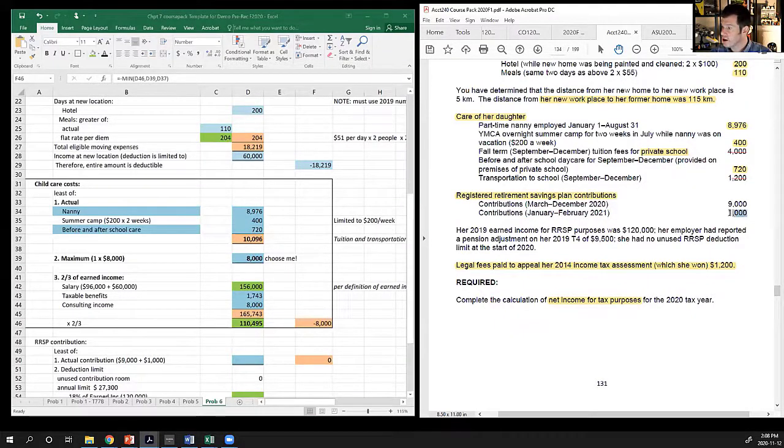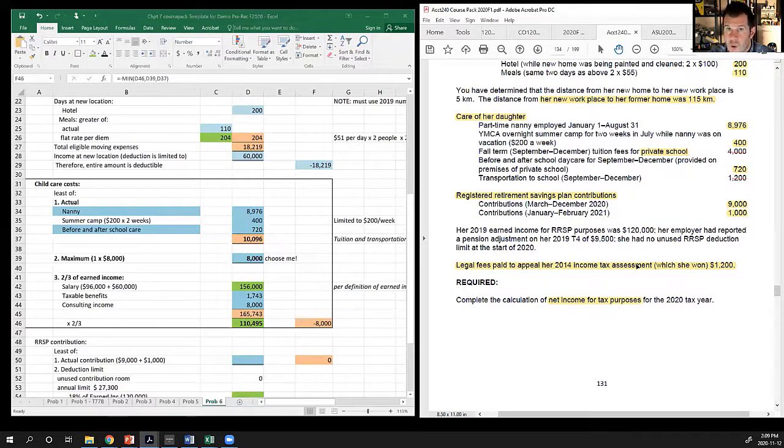Now, RRSPs are interesting in that you are able to contribute to, let's say, your 2020 RRSP in the first 2 months of 2021. And the reason for that is people usually need to wait to figure out what their net income is for the year in order to determine how much of a RRSP deduction they would like to take. Some people really want to maximize the ability to deduct RRSPs, but their income might not be very high, so it might make more sense for them to carry that deduction forward to subsequent years.